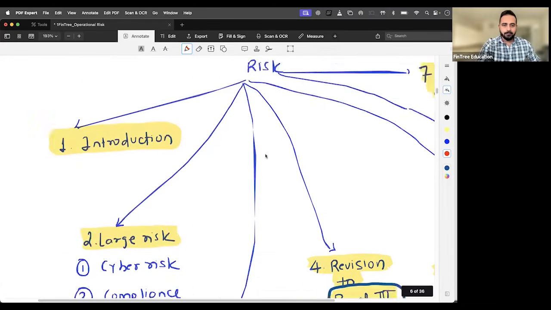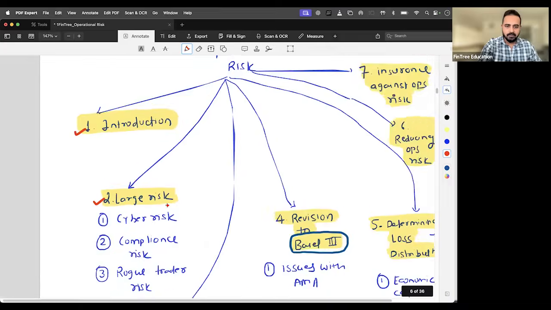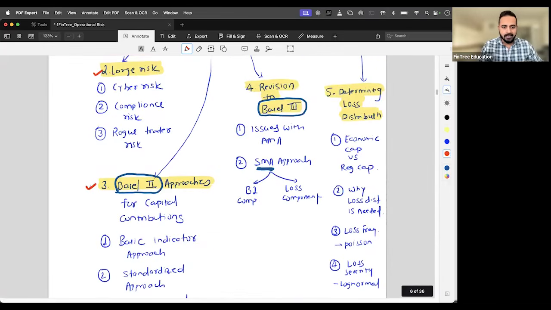Now we'll go to, so introduction is done for us. Large risk is done for us. Now we'll go to section number 3, where we look at how the operational risk calculation was introduced for the first time under Basel II, and why calculation is required, because remember, a bank has to keep a certain level of capital aside for market risk. It needs to have a certain level of capital for credit risk. Basel II was the first one which introduced capital requirement for operational risk.